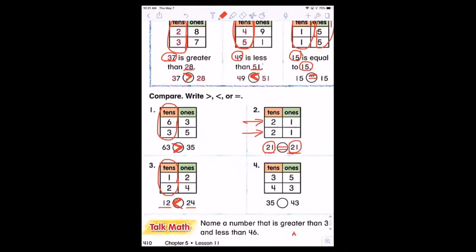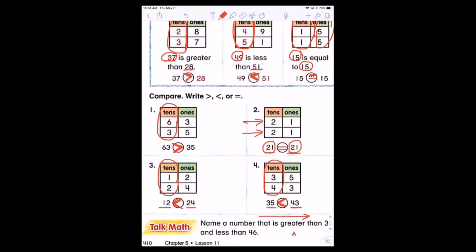Now we're going to go to number 4. Okay, 35 is greater, less, or equal to 43. And again, look at the tens place. Okay, 35 is greater, less, or equal to 43. Order that the numbers are.